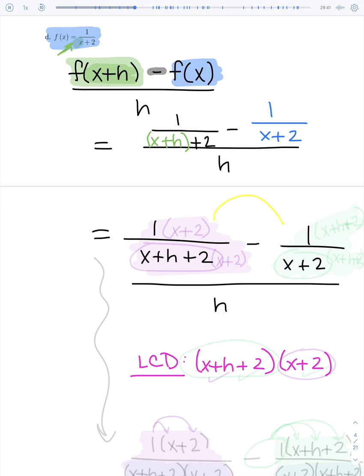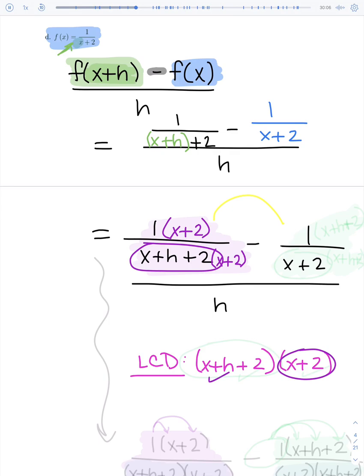Well, the first fraction already has the x plus h plus 2. It's missing the x plus 2. So we're going to multiply the bottom by the x plus 2 so that it ends up having it. But then I've got to multiply the top by the x plus 2.